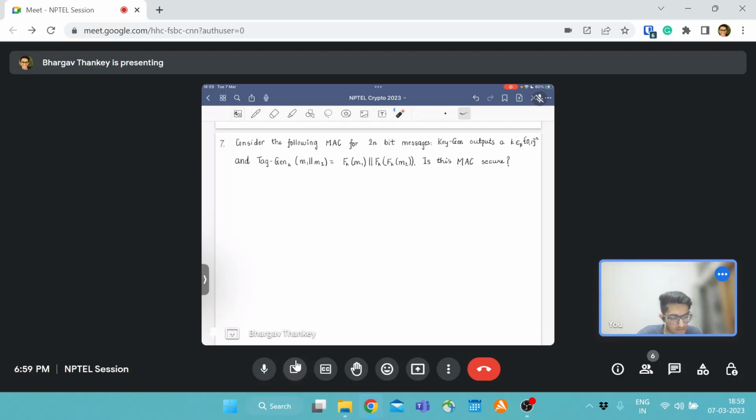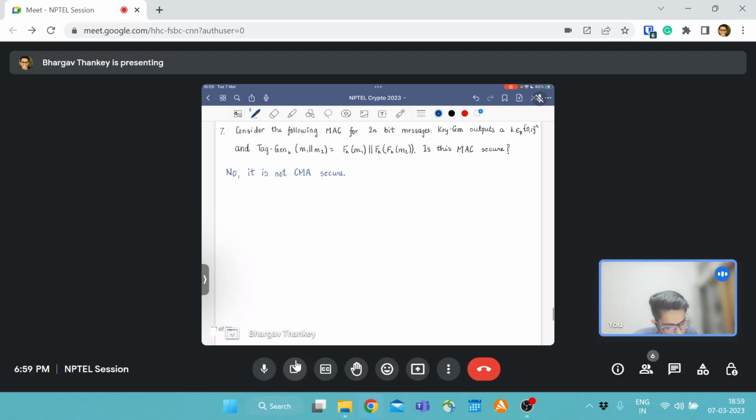Okay, so this MAC is not CMA secure. So the answer is no. It is not CMA secure. So let us construct an efficient adversary for this scheme. I think the adversary is going to be exactly the same as before, or mostly the same as before.